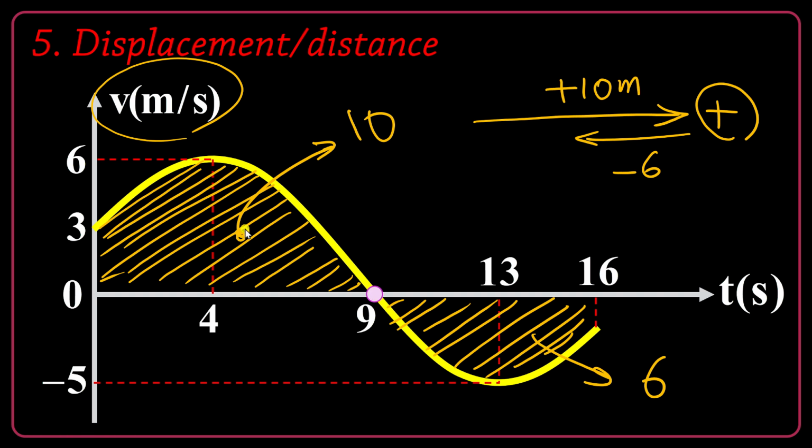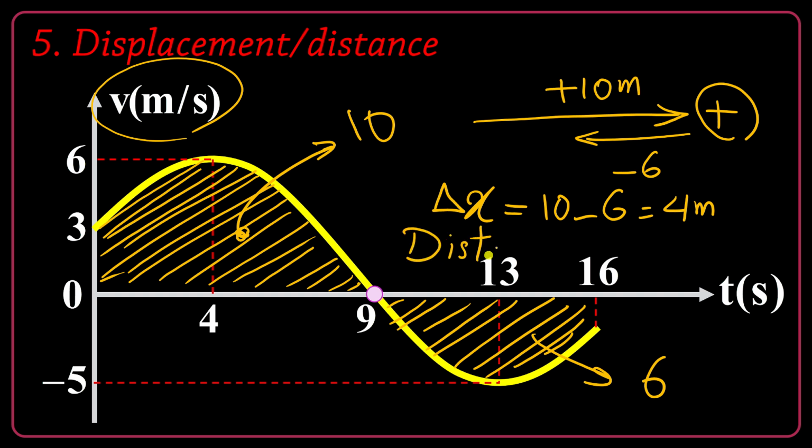So for finding the whole displacement, I can say delta x, the displacement, is going to be 10 minus 6, which is 4 in this case, 4 meters. But the distance traveled is different from displacement. I should measure the total length of the journey. Actually, it's not important for me that the object is going to the negative side of the x-axis. Basically, I should add them up to find the distance. So let's say distance traveled is 10 plus 6. So it's 16 in this case.